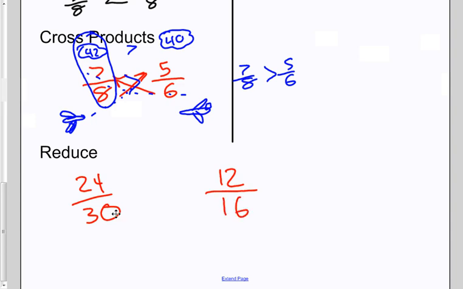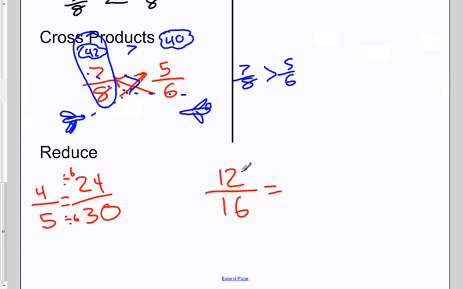And it's hard for us to really tell. But if we simplify both of the fractions, it might become a little bit more apparent. So let's start with this one. The greatest common factor of 24 and 30 would be to divide them both by 6. So 24 divided by 6 is 4, and 30 divided by 6 is 5. All right, so I know that this fraction is 4/5.